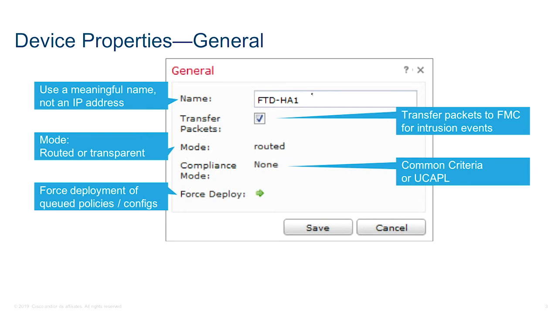So notice, as we said, we can change the display name. I'm going to save this option for last. We see in which mode the appliance is running, and if it is compliant against any common criteria compliancy or UCAPL requirements. And we can also do a force deployment to push out changes, which forces deployment of policies to the managed device. Now folks, the reason why I save this one right here for last is it's one of the last things I want to talk about on the slide.